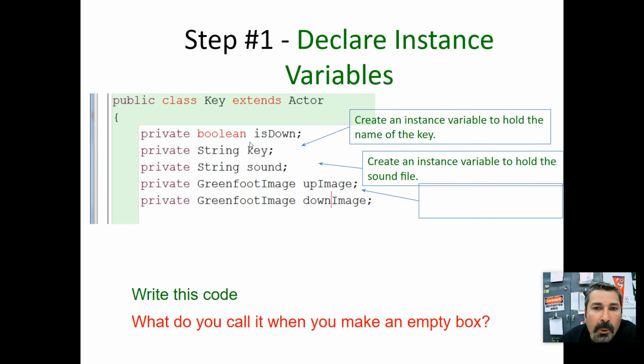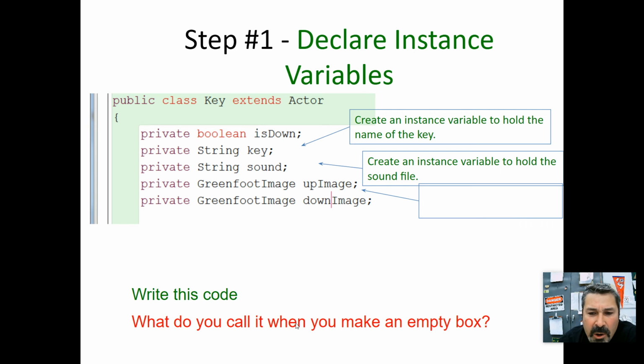All right. So what we're going to do is create these instance variables to hold those 4 different things. You already have this, you already have this. Now we're going to add this, this, this, and this. Create an instance variable to hold the name of the key. Create an instance variable to hold the sound file. Create an instance variable to hold the up image and the down image.